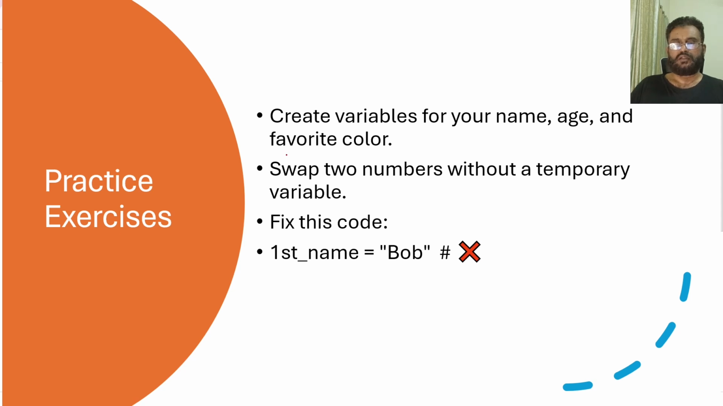So as an exercise, you can create variables for name, age, and favorite color. You can also try swapping numbers without a temporary variable, as I showed you a few slides ago. And you can try fixing the error in this statement. Here, I can just give you a hint. Probably you need to look at the first part of the variable name.